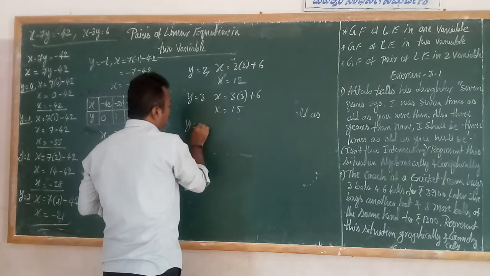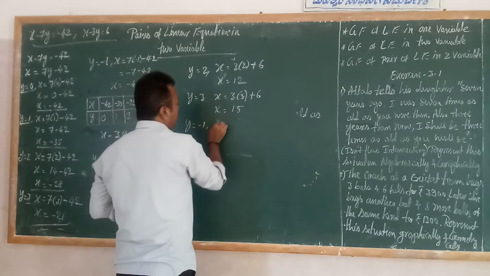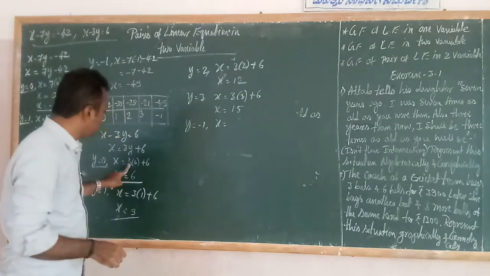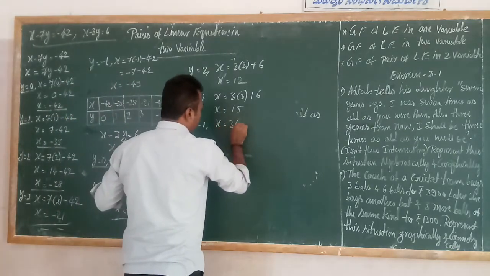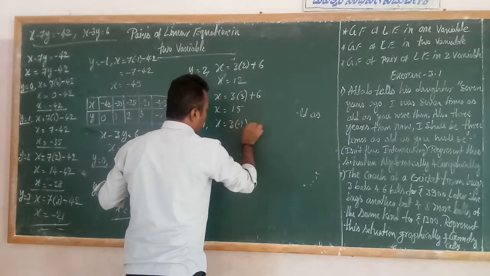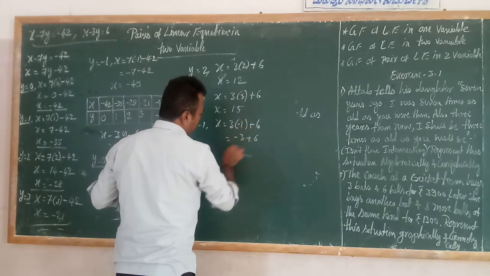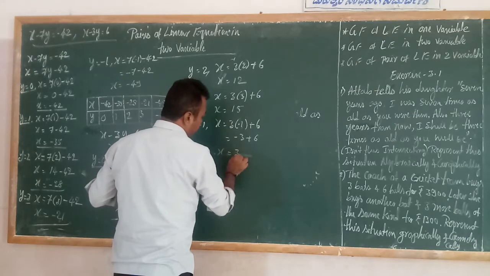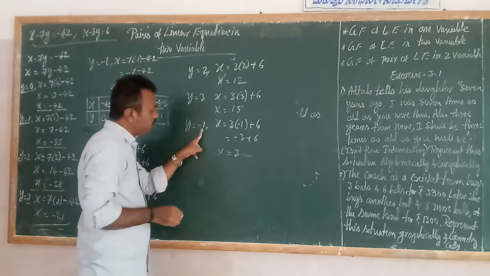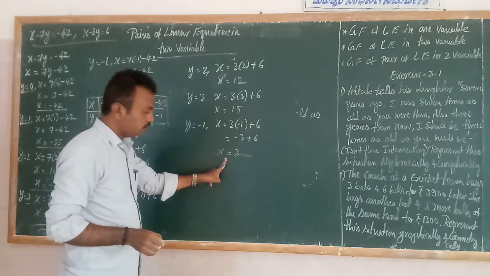So you have to do negative values. y is equal to minus 1, you should give it. So x is equal to 3 into minus 1 plus 6. So plus into minus, minus 3 plus 6. So it becomes x is equal to 3. So if you are giving the y value minus 1, the x value is plus 3.